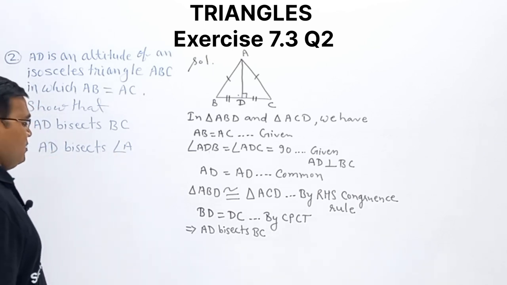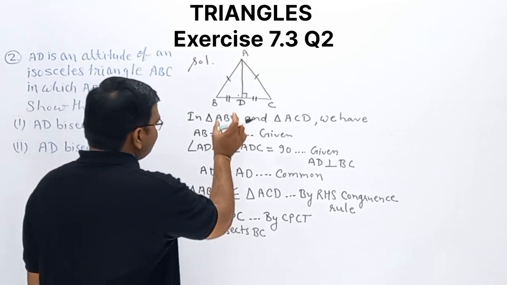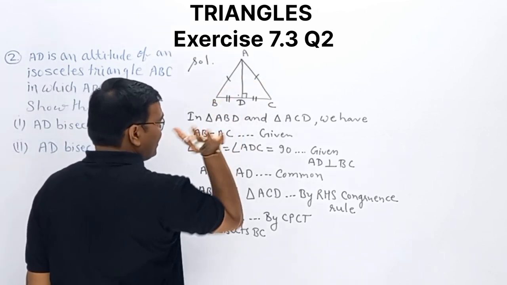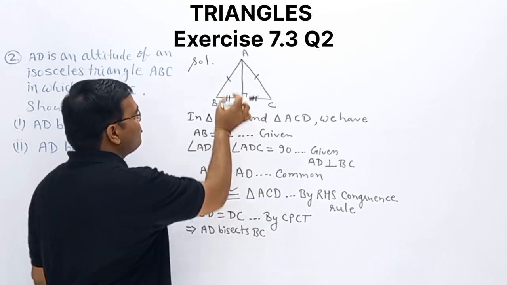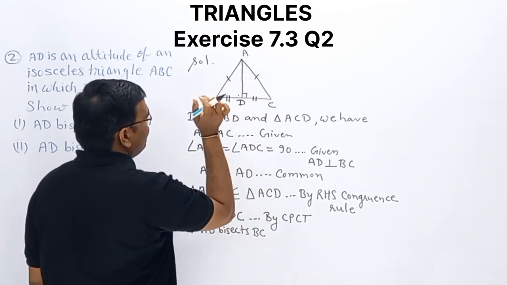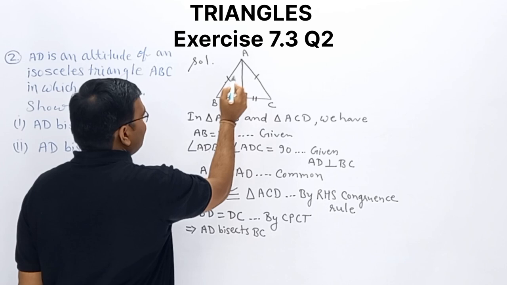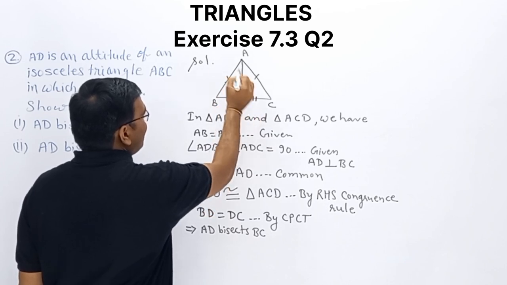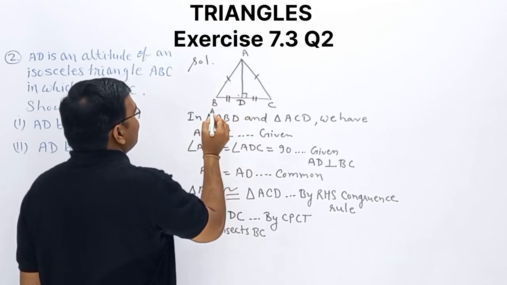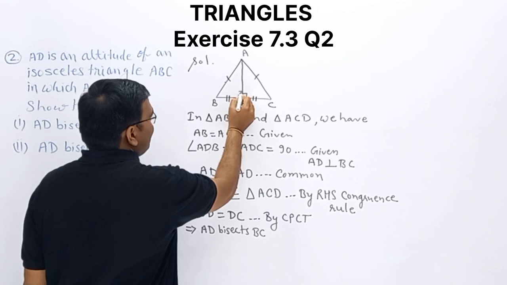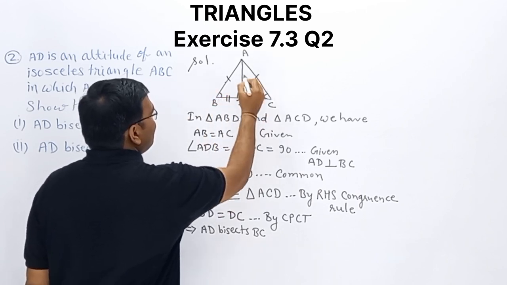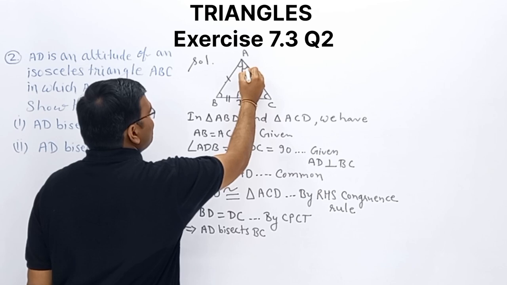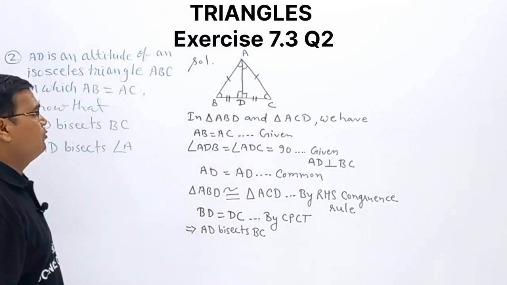How? Once this triangle is congruent to this triangle, not equal, this triangle is congruent to this triangle. This side equal to this side, and this side is common. Clear? Then this angle equal to this angle, and this angle will be equal to this one. Corresponding angles will be equal.